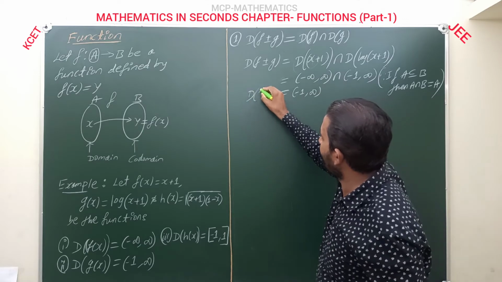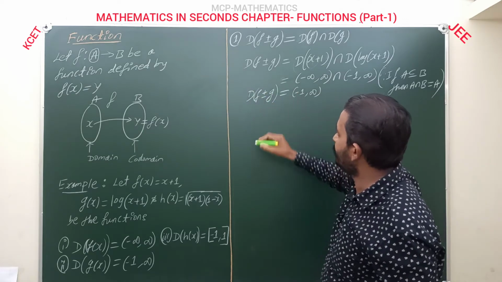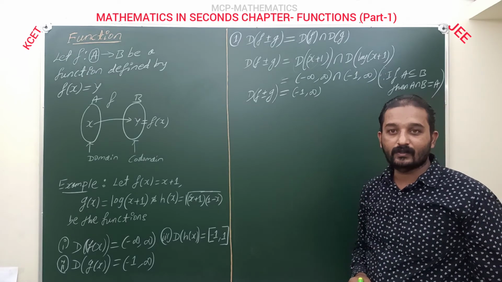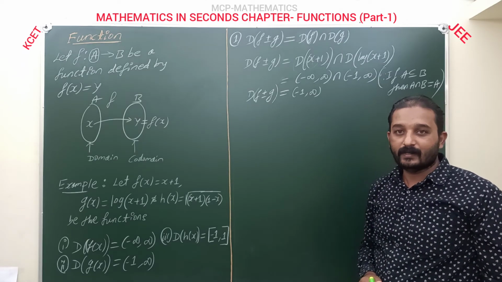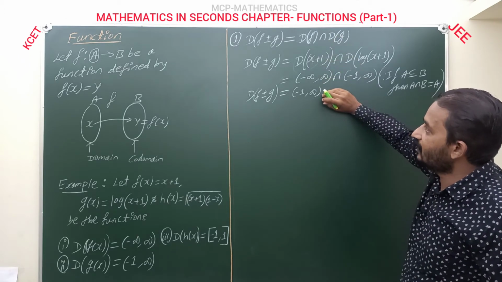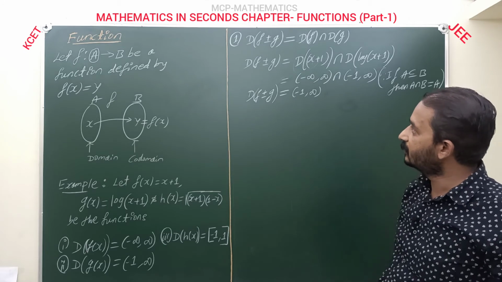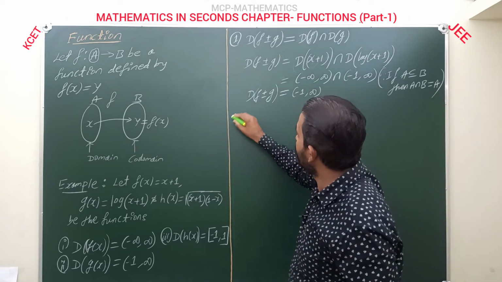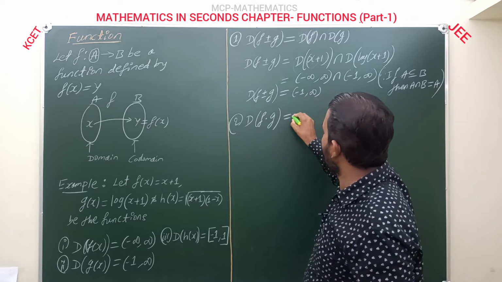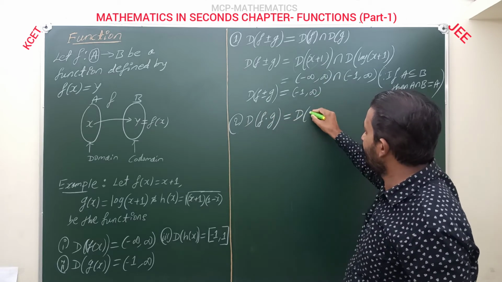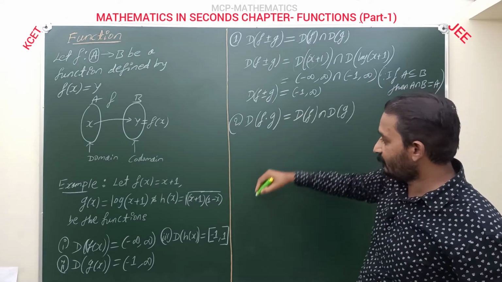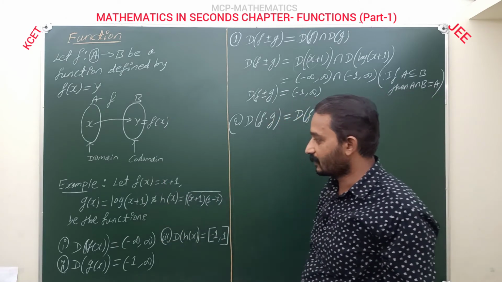So directly we can write the domain of f plus or minus g is equal to the open interval minus 1 to plus infinity. So I can easily identify the domain of addition or subtraction of any 2 functions. Next we take multiplication, the second one. Domain of f into g is equal to, here also the same formula, domain of f intersection domain of g. So with the same functions we take examples.